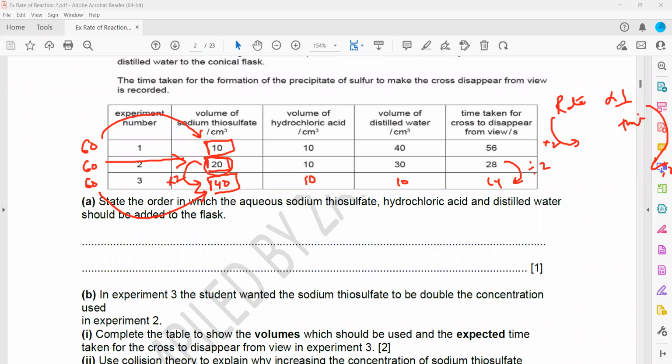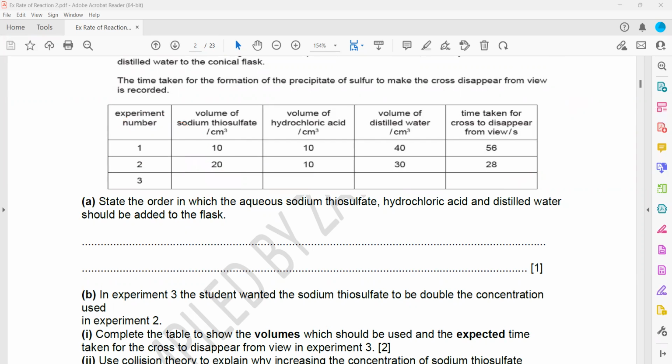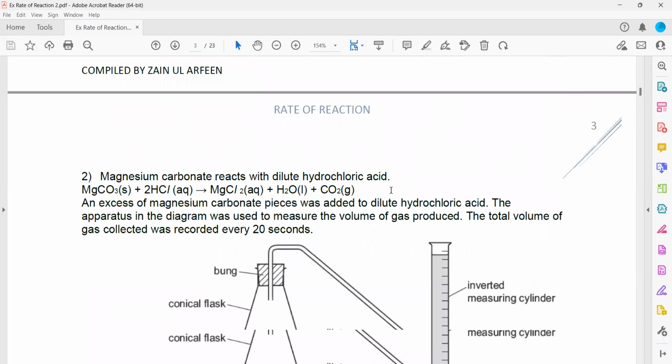Is this part clear, B1 and B2? Next is page 3, question 2B, page 3.